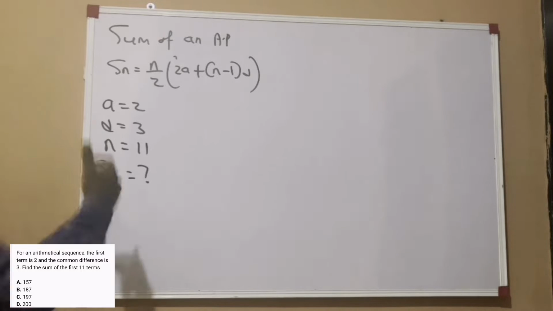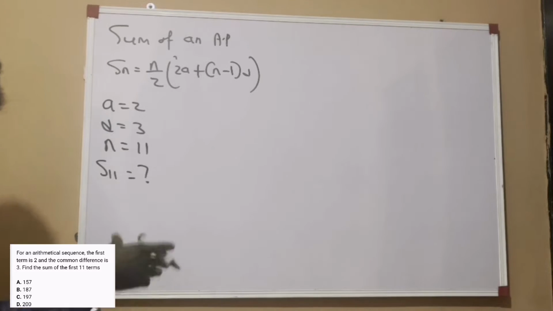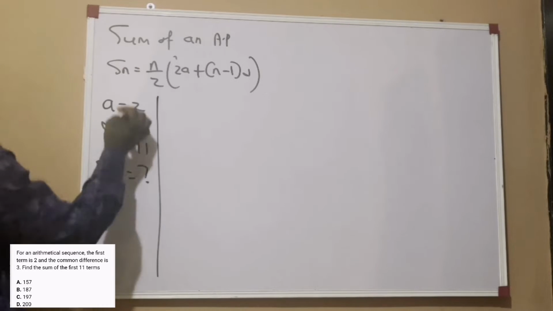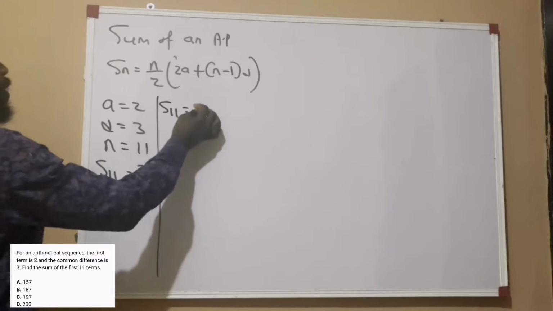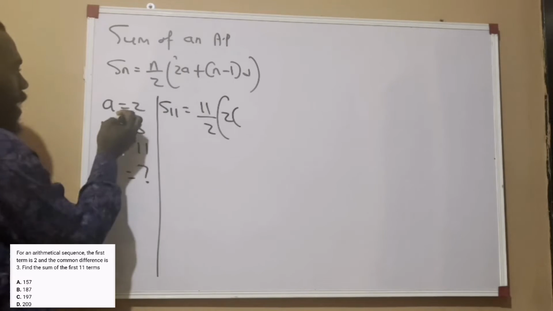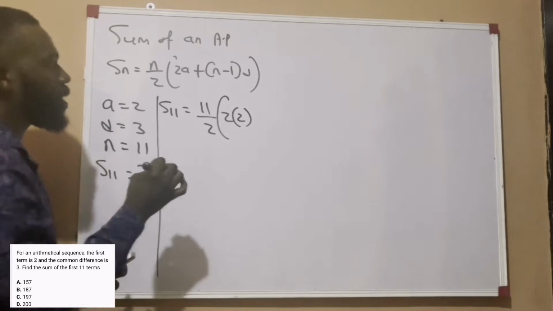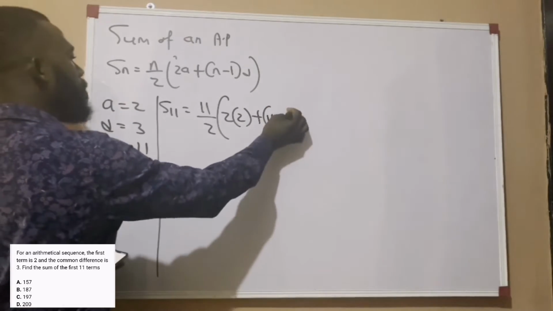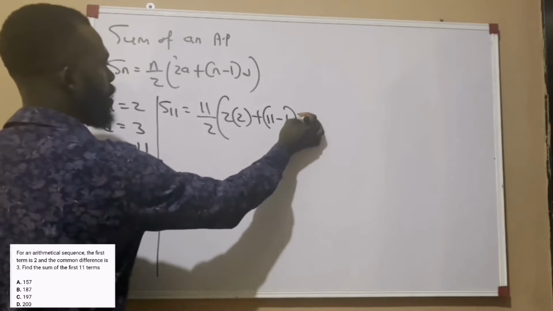Okay, now that we've brought this out, what are we going to do now? We have to substitute these values into this formula. Now doing this, we're going to have this. S11 is equal to 11 over 2 into the bracket of 2, a is 2, okay, substitute, see, plus n is 11, minus 1 and my d is 3.